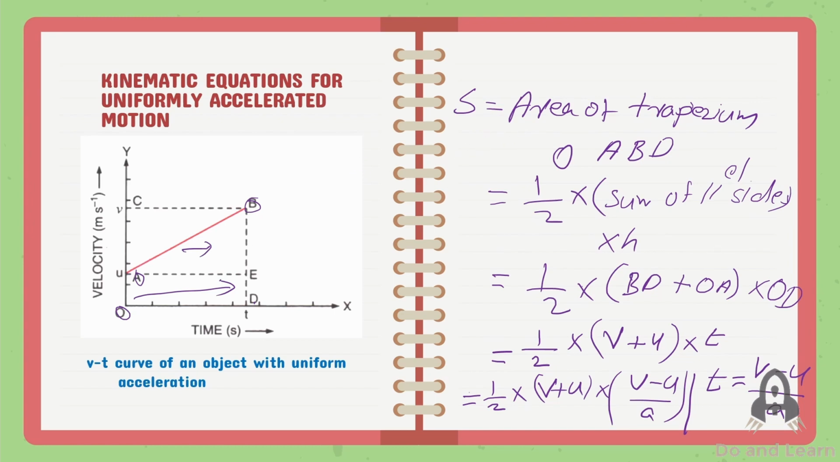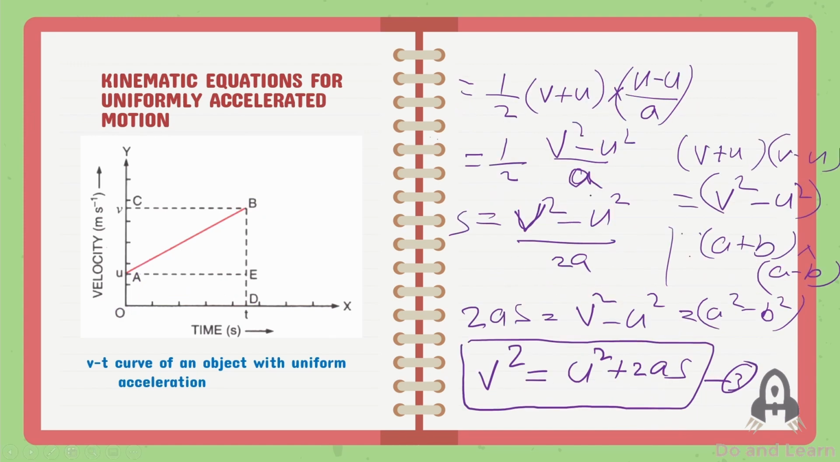AB we will consider as a single structure, area of a trapezium OABD, that is equal to half into the sum of parallel sides into height, it will be V plus U into T. Put the value of T, we have T is equal to V minus U divided by A, so it will be half V plus U multiply V minus U divided by A. Then V plus U and V minus U give V square minus U square. We will get half V square minus U square divided by A, which is equal to V square minus U square divided by 2A. So send the 2A to the left side, 2A is equal to V square minus U square. Therefore V square is equal to U square plus 2AS.